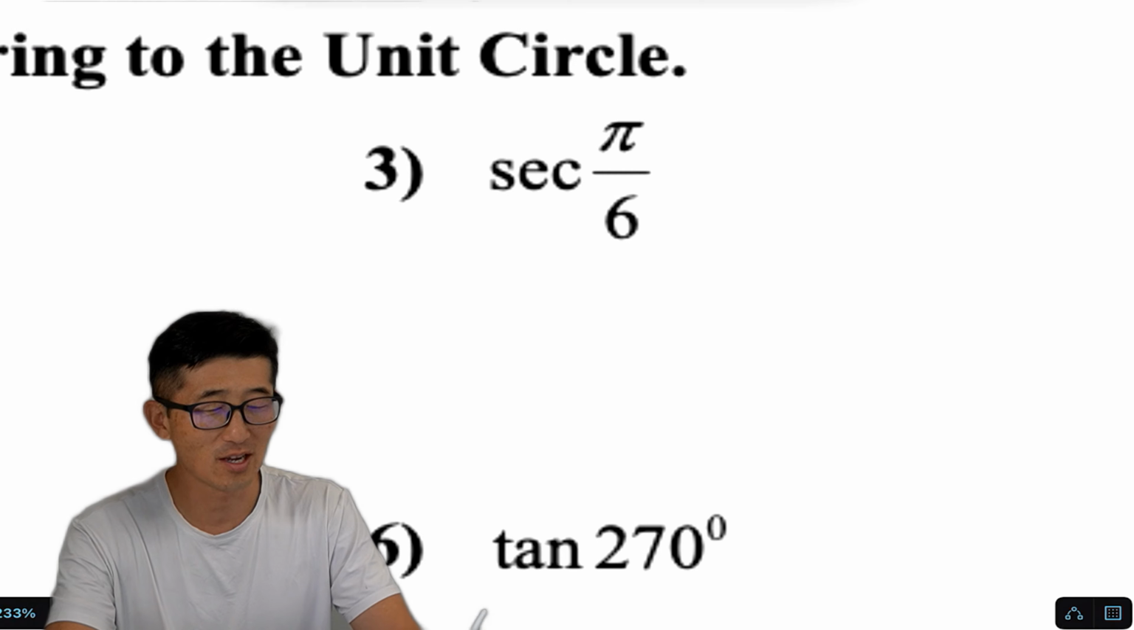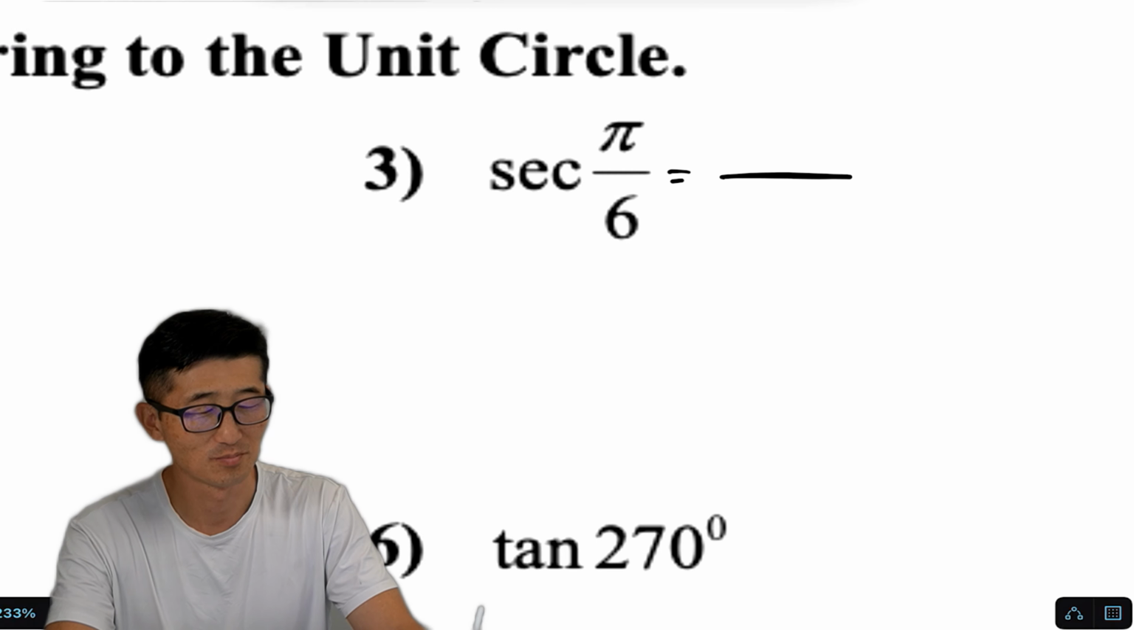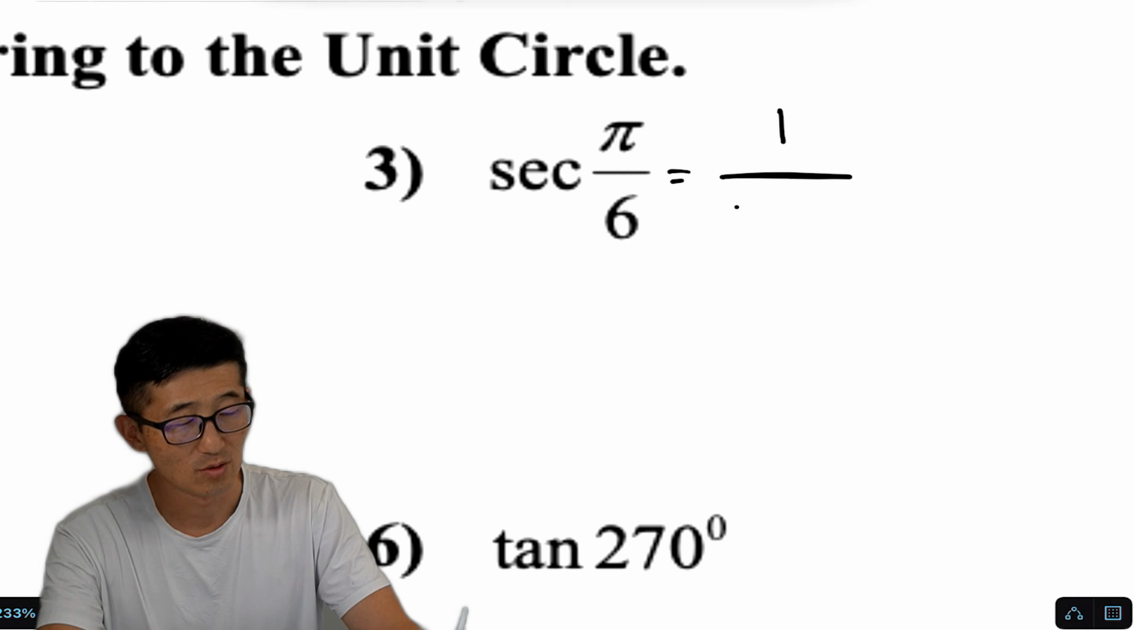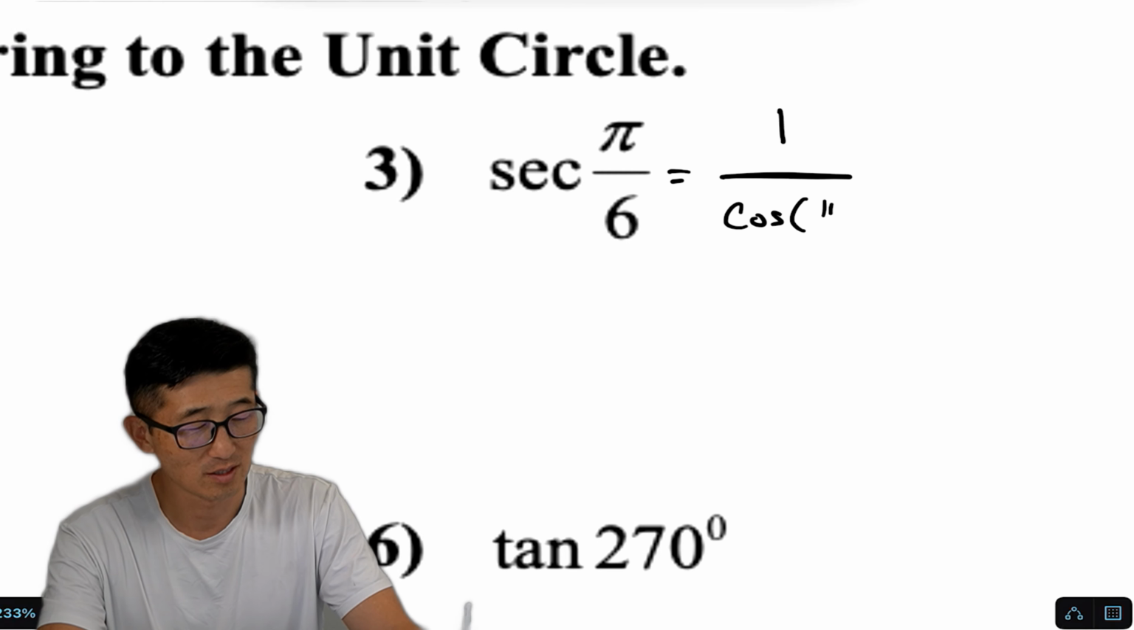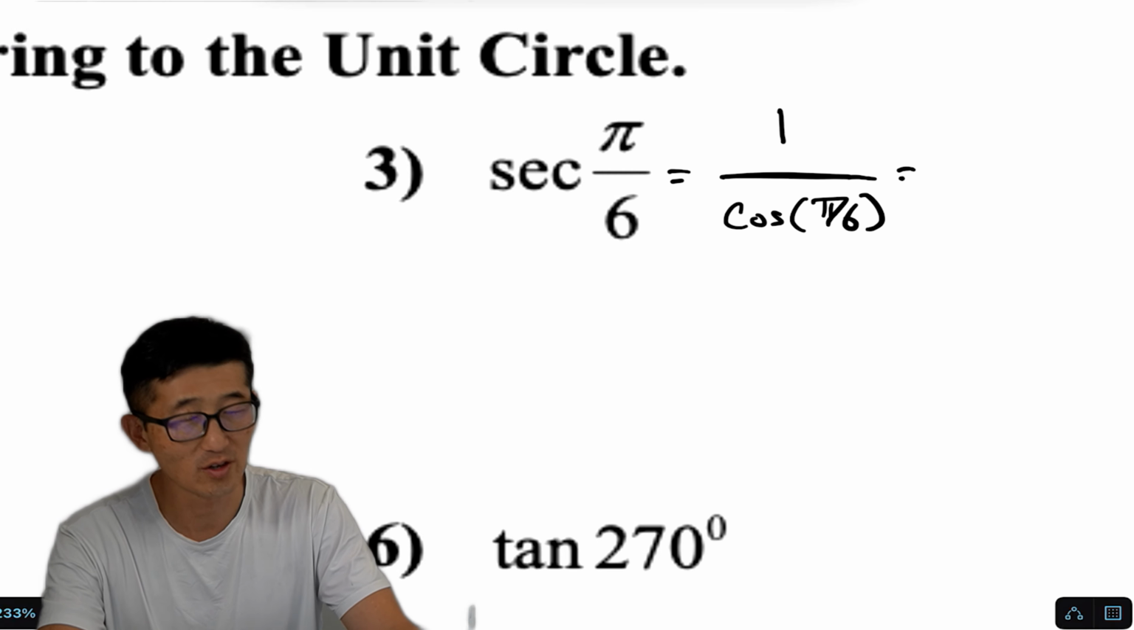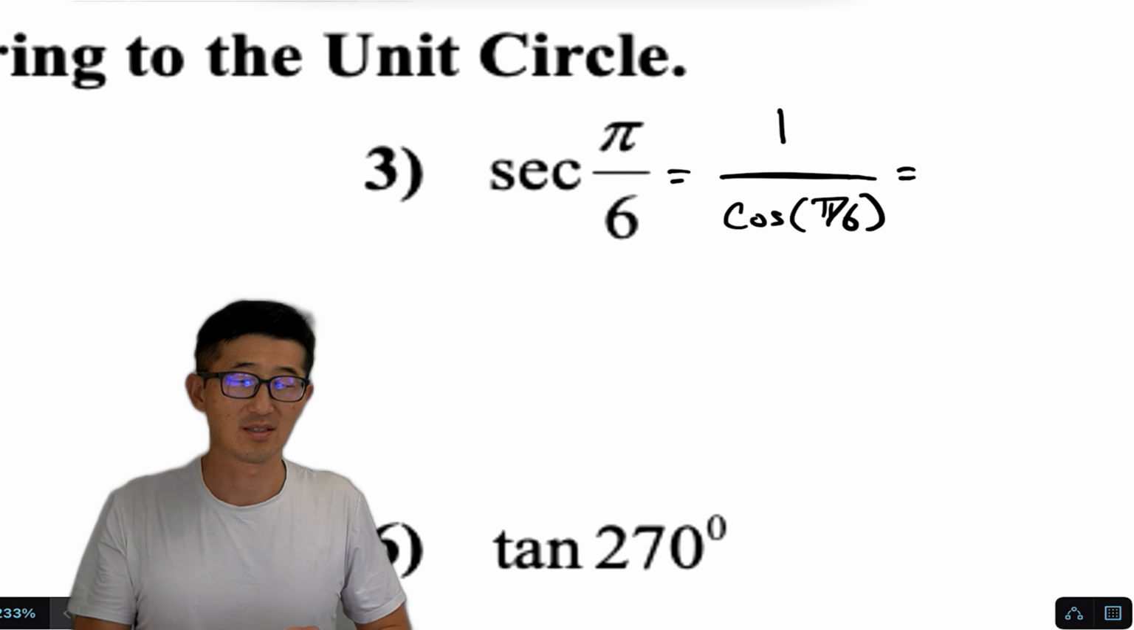Secant pi over 6. What's that? 2 rad 3 over 3. I haven't done this one yet. Well, this would be cosine of what? Oh, you haven't done it yet? Hurry up, finish.